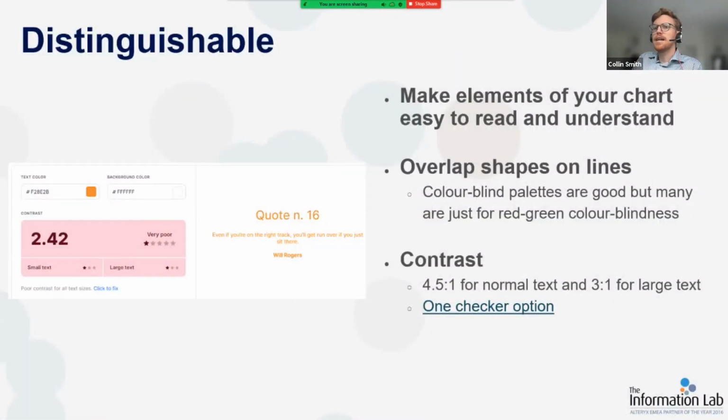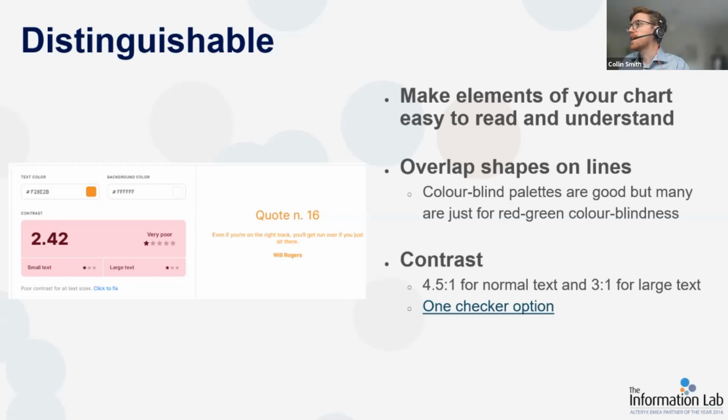Okay, distinguishable is the last principle that I'm going to talk about here. And this is about making elements of your chart easy to read and understand. So we talked a little bit earlier in that universal design slide about overlapping shapes on lines. That can be helpful. Color palettes are good, but most are just designed for red-green color blindness. And there are other kinds that those colorblind palettes don't actually serve. So providing multiple different ways of interpreting those differences is really valuable.